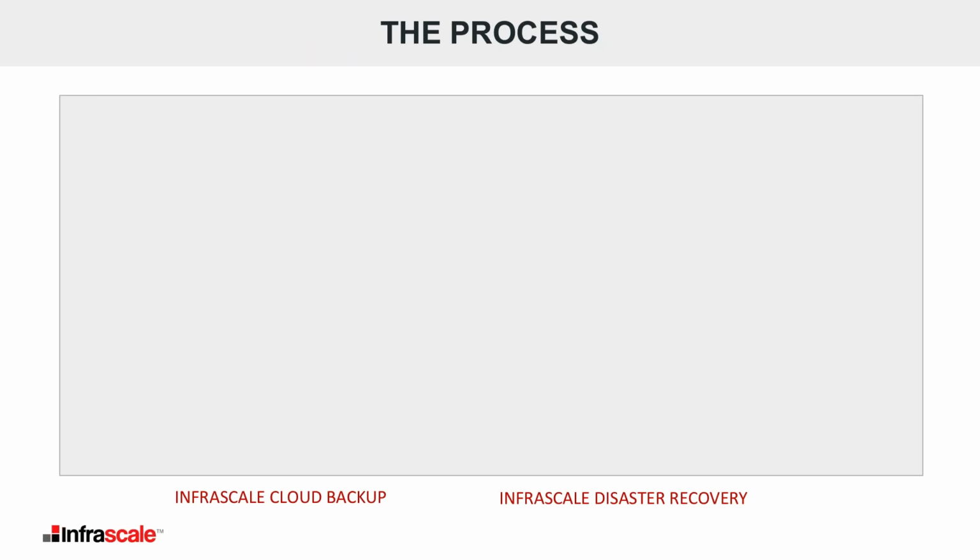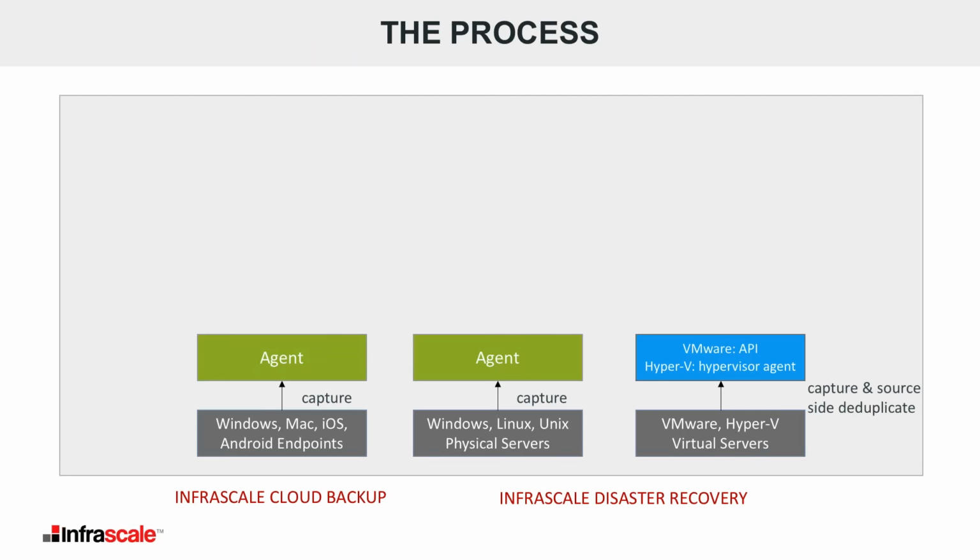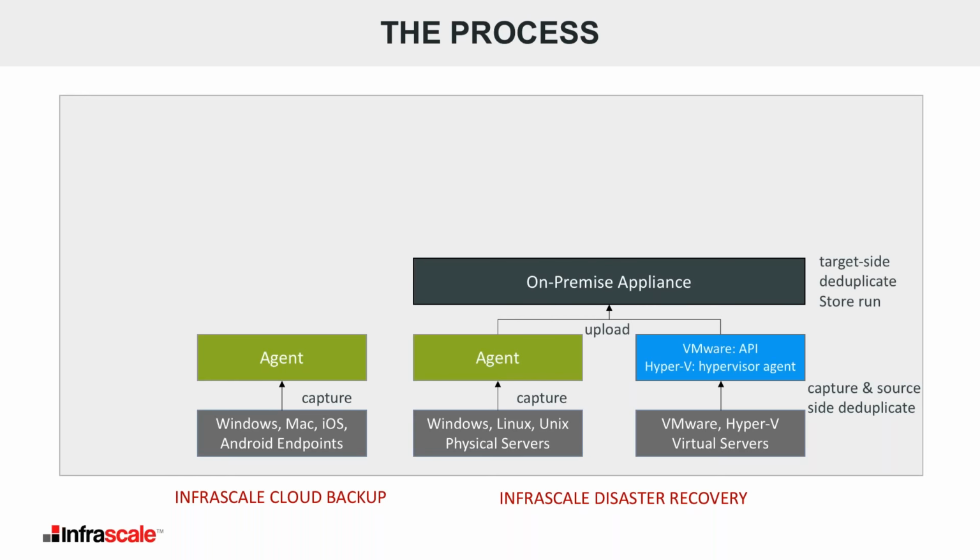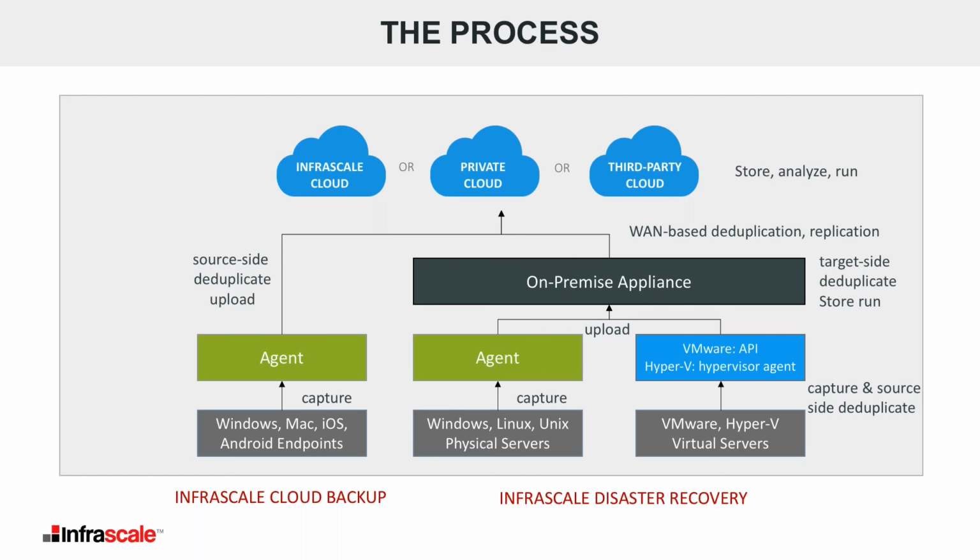But let's get into the DRaaS details, right? Because that's what we're here for today. And at a high level, here's the process we're seeing from the bottom up: Infrascale Cloud Backup and Infrascale Disaster Recovery, first and foremost. And then the next layer up, we're seeing the source system that we're trying to protect, whether Windows or Linux or Unix systems, VMware or Hyper-V. And then there's going to be an agent installed, maybe a software agent on the machine, or in the case of virtual environments with VMware, it'd be a direct connection to their API. And in the case of Hyper-V, it would be a host level or hypervisor level agent.